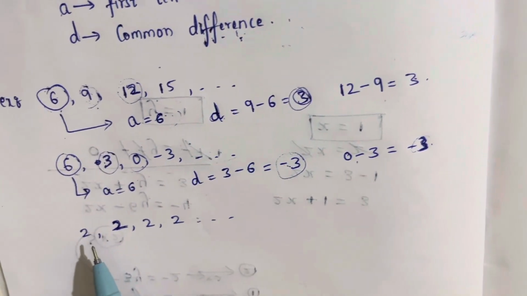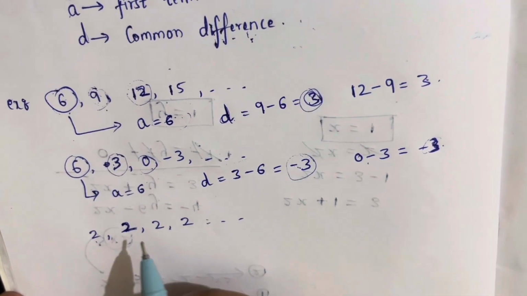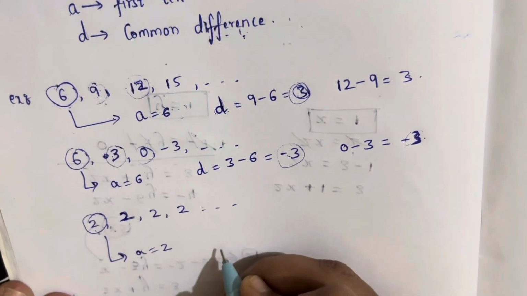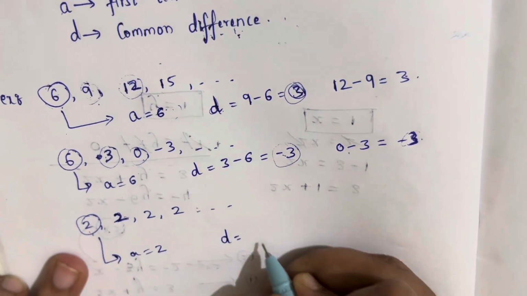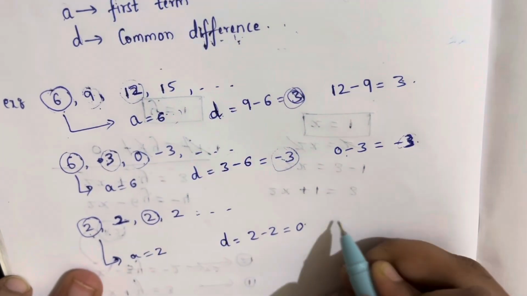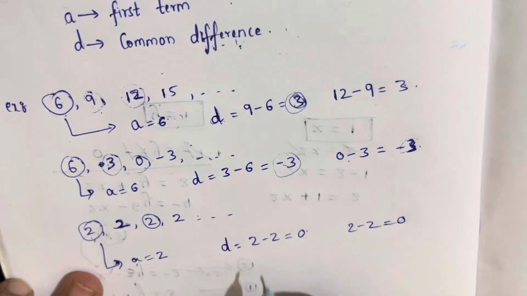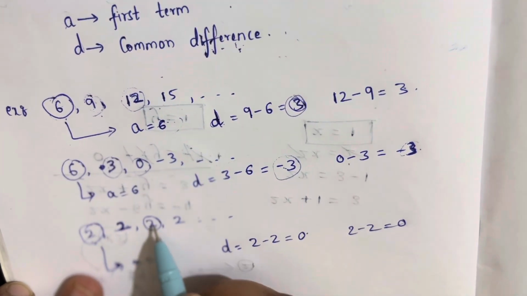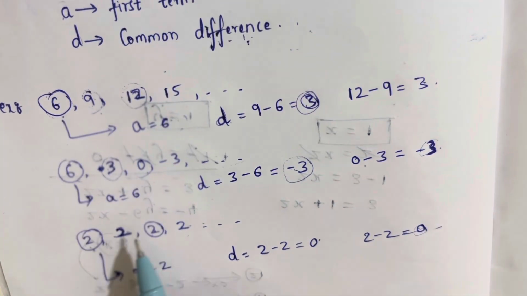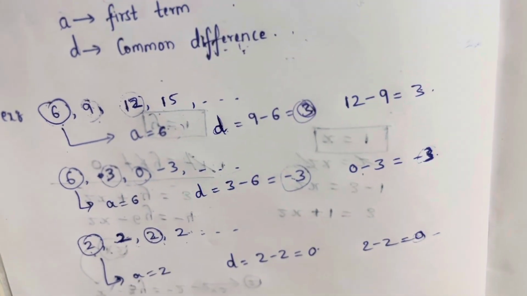Here I have written 2, 2, 2. What is the first term? A equal to 2. And what is the difference? 2 minus 2, 0. Here 2 minus 2, 0. The difference between each number in this series is nothing but 0. It is the same. If the difference is the same, then it is an arithmetic progression.